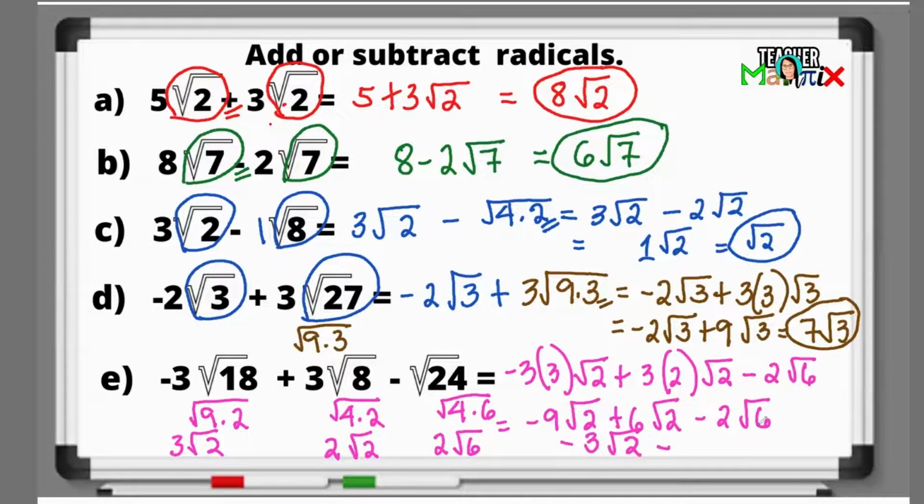Then you cannot combine this square root of 6 to square root of 2. They are very different. All you have to do is just copy it. Remain it as the answer. You cannot simplify it anymore. So our final answer is negative 3 square root of 2 minus 2 square root of 6.